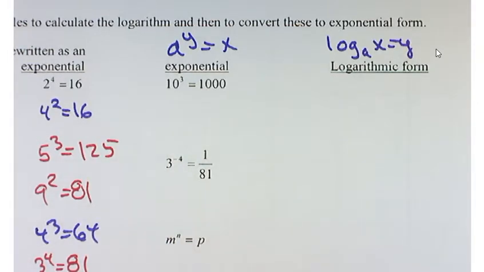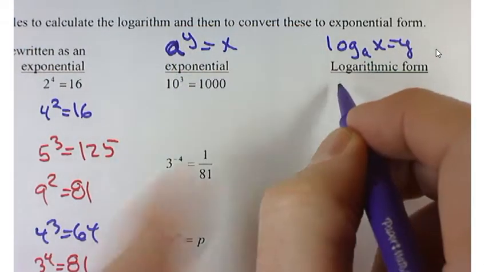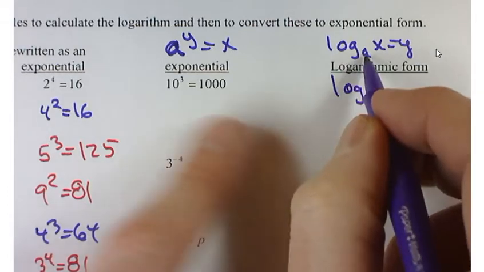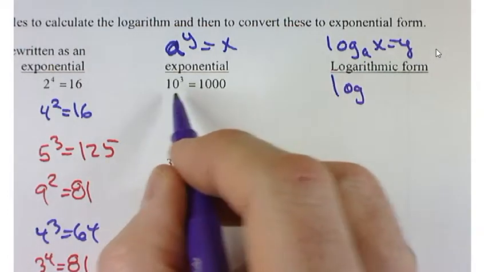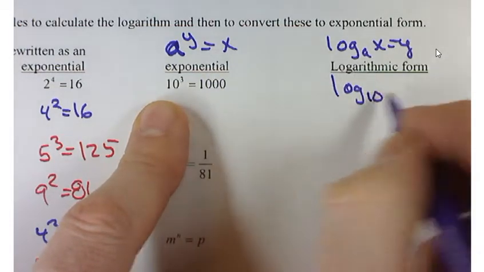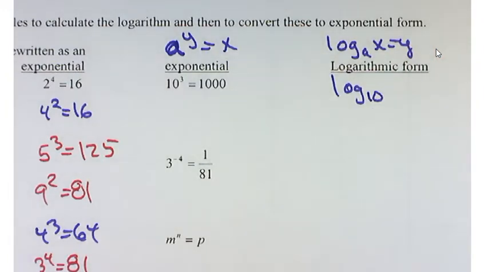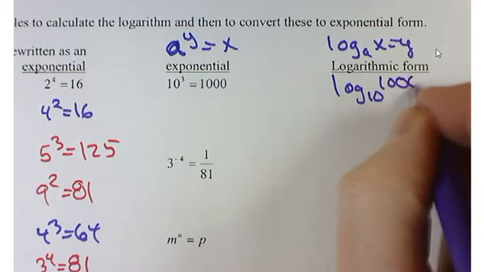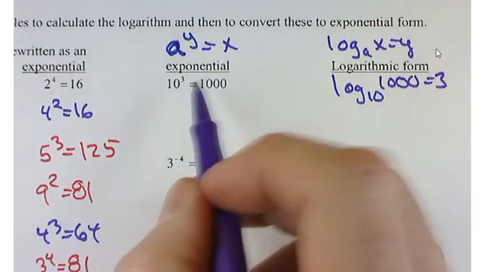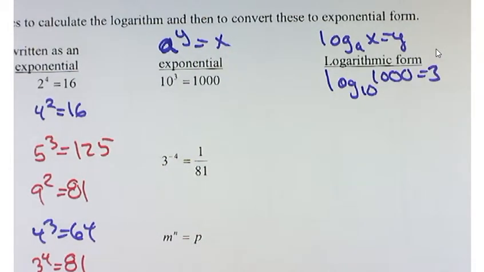It's a matter of understanding, what's the base? Well, the base in this case, A, would be what? A here is 10. Log base A of x, what's the value of x in this one? 1,000. And that equals y, which is your exponent, which is your 3. So log base 10 of 1,000 equals 3.